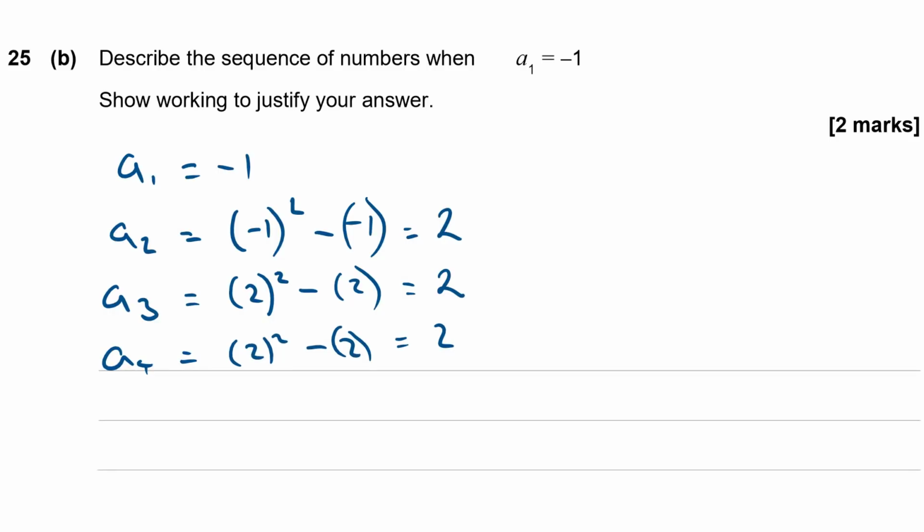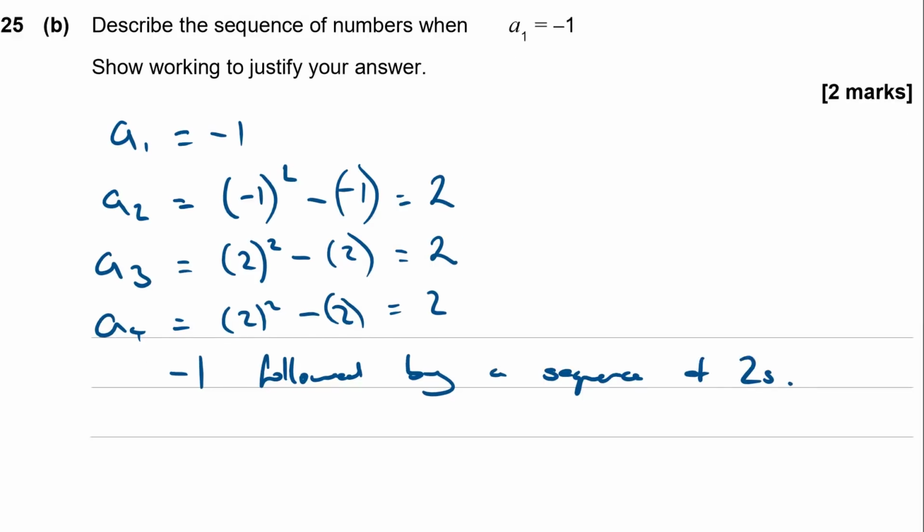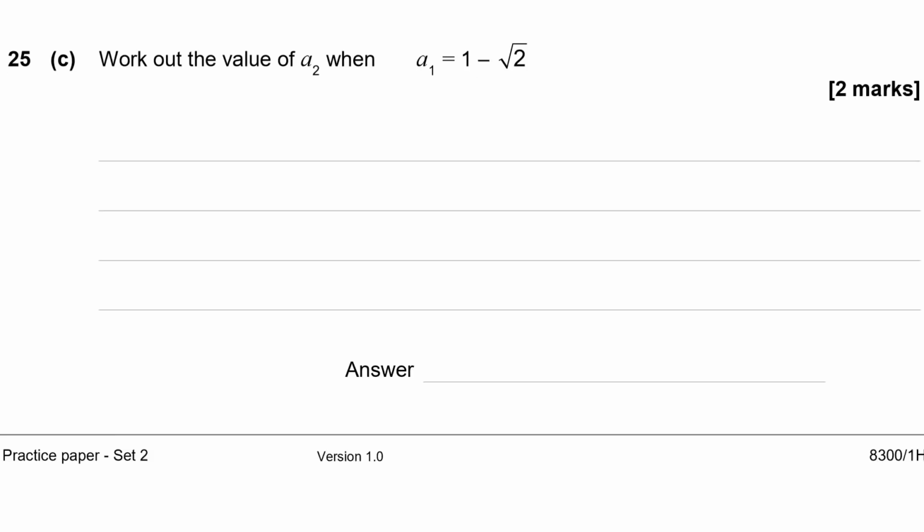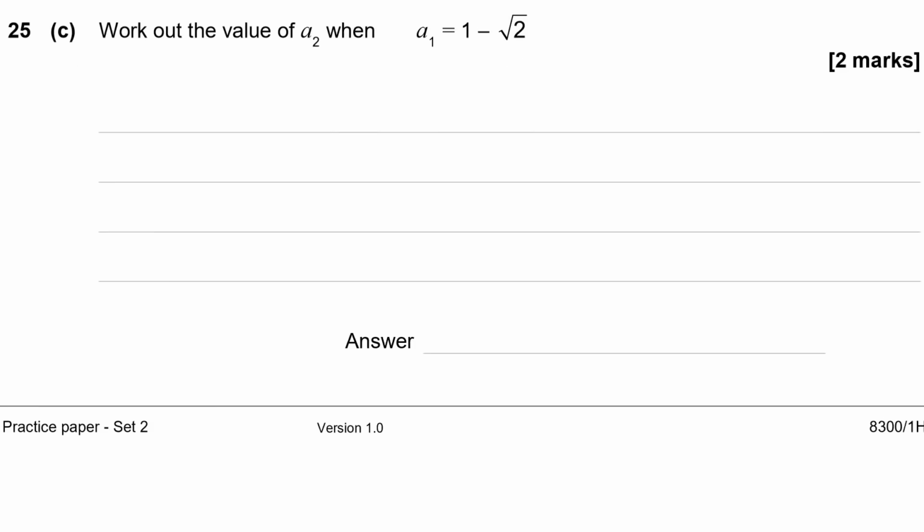So that is going to be minus 1 followed by a sequence of 2's. Another very boring sequence. So this one is a bit more interesting. Work out the value of a_2 when a_1 equals 1 minus root 2.